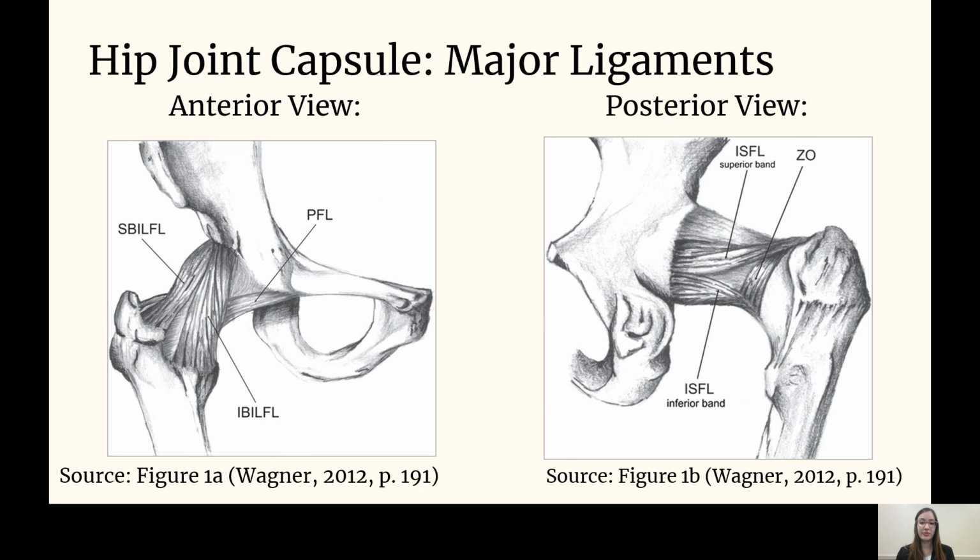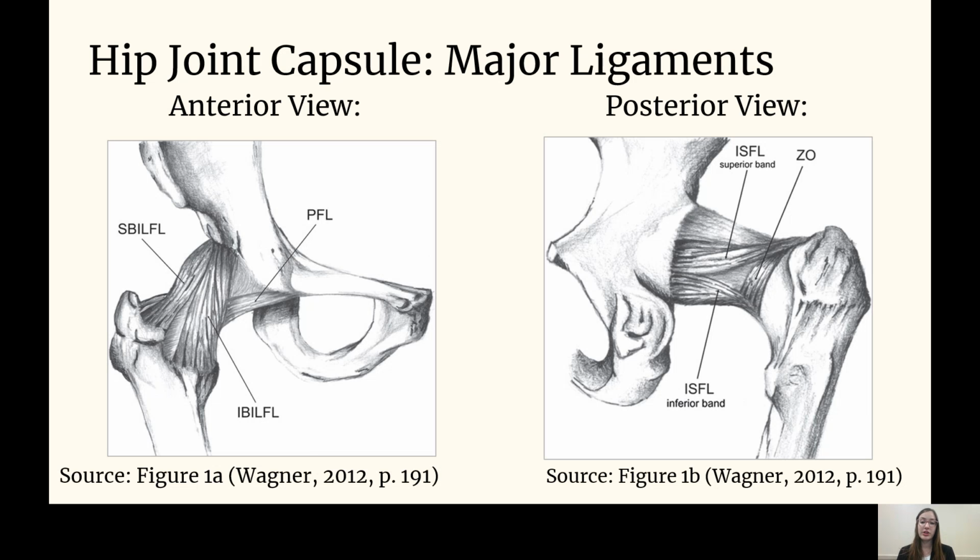Next, I will cover the hip joint capsule. And there are three major capsular ligaments that surround the hip joint and provide it with stability. The first is the iliofemoral ligament, which is abbreviated ILFL in this image. And the second is the pubofemoral ligament, the PFL. Both of these are shown in the left picture on the anterior view. And then the third is the ischiofemoral ligament, abbreviated ISFL, which is shown on the right picture on the posterior view.